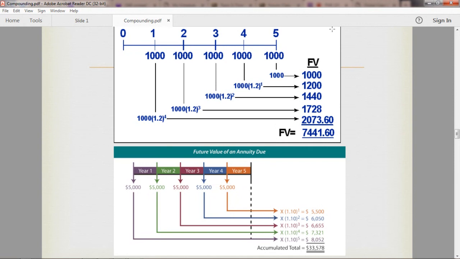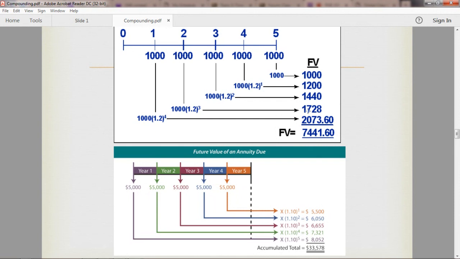And the symbol for this will always be PMT, payment, right? There is no symbol for deposit, right? It's because payment is the same thing.